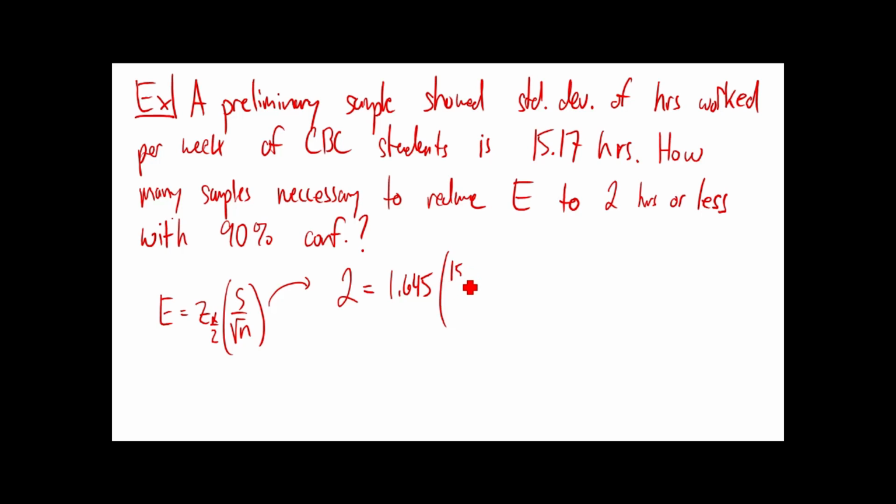Our sample standard deviation was 15.17. And we're trying to figure out the sample size. Can we solve for root n here? Or n by itself? Yeah, you could cross multiply. So the root n would come over here, and the 2 would go downstairs over there. And then to solve for n, what would you do? You would square both sides to get rid of that root.